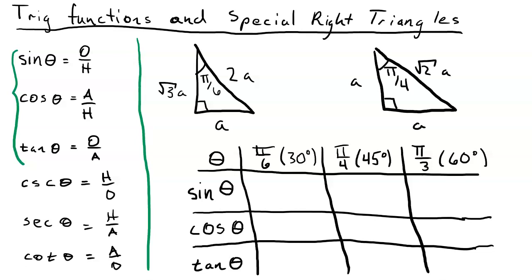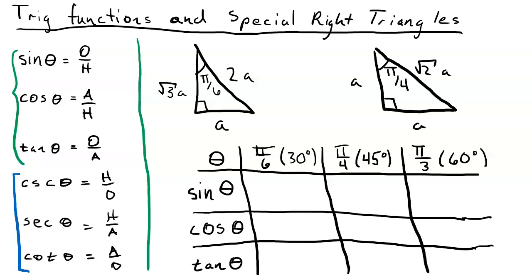Cosecant, secant, and cotangent can be remembered through just memorization, or you can remember the inverse relations. But either way, you should be able to recall those. So when we talk about special right triangles, we have two special right triangles. First is going to be the pi over 6, or the 30, 60, 90 triangle, as you may know it. And then we have the pi over 4 triangle, or the 45, 45, 90 triangle.